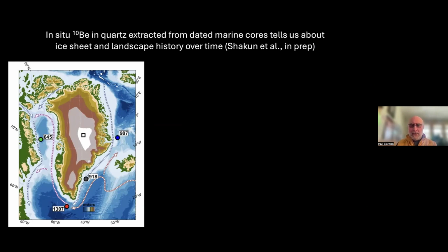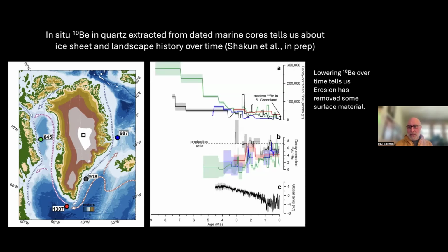But this tells us something about the behavior of the ice over longer time frames, and these are the data that Jeremy has. And we can step through these and first look at the beryllium-10 concentrations, and these are corrected for decay, knowing the age of the sediments, and the scale takes us from today back to 9 million years ago. And in general, with the cores that go back further, we see a lowering in the beryllium-10 concentration. And that's consistent with an ice sheet eroding regolith from a pre-glacial time in Greenland.